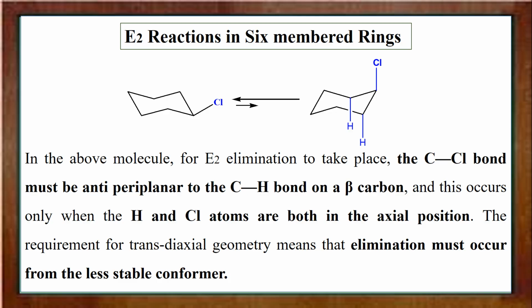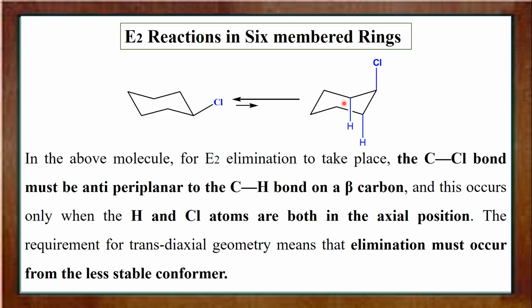E2 elimination reactions in six-membered rings. To explain this, I have taken the example of chlorocyclohexane. This can exist in two different conformations. One in which chlorine is oriented equatorially. In the other one, chlorine is oriented axially. When a bulky group is oriented axially, it will experience 1,3-diaxial repulsion and hence it is less stable.